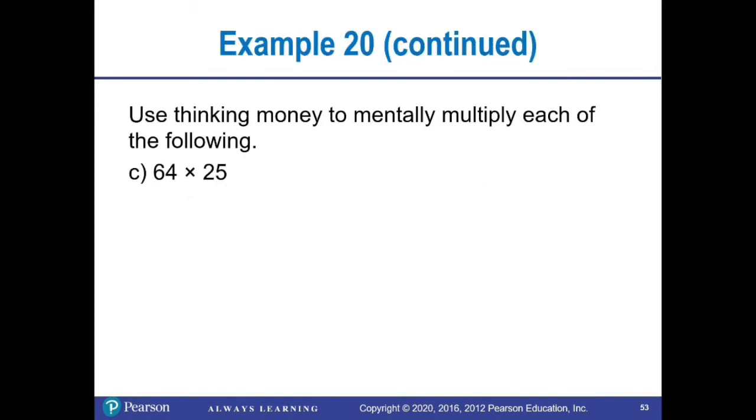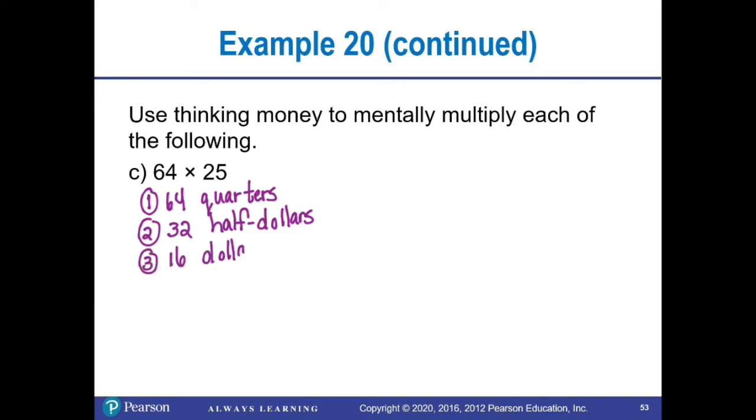Let's look at one more. Here I have 64 times 25, so that would be 64 quarters. A quarter is worth half as much as a half dollar, so I need half as many half dollars. So I have 32 half dollars. Well, again, a half dollar is worth half a dollar, so I need half as many dollars. And a dollar is worth 100 cents, so that would be 1,600 cents. In other words, 64 times 25 is 1,600.